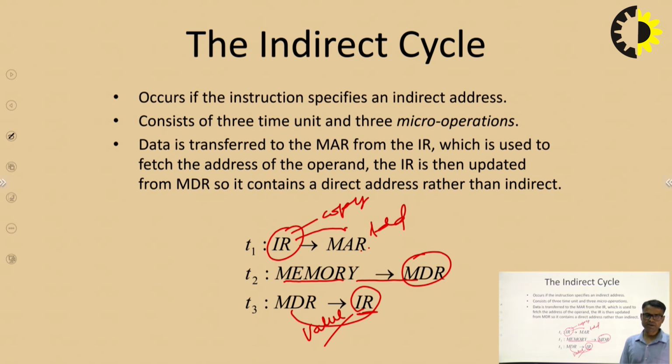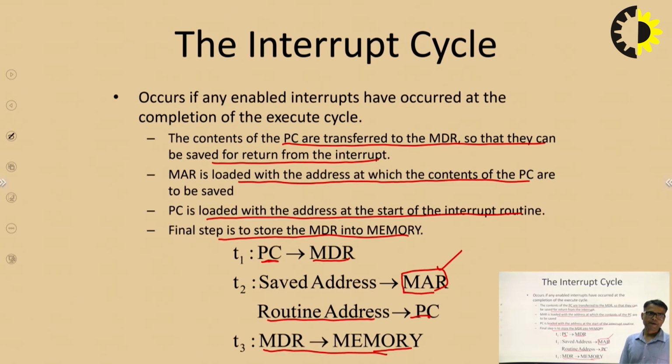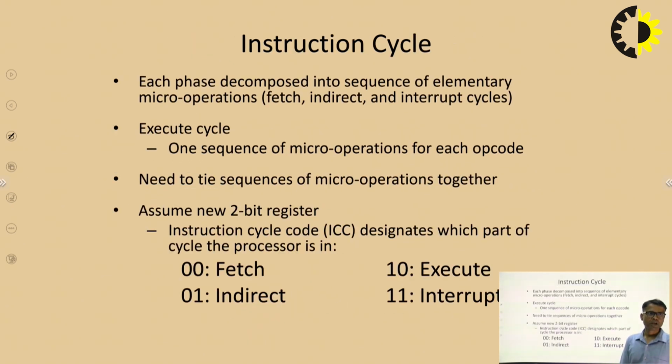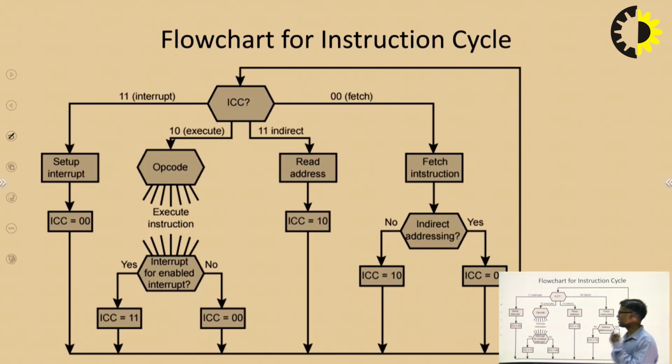Then if it is an indirect operation, we have to bring that data into the IR through the indirect operation cycle. If we have an interrupt after execution, we have to execute the interrupt cycle. Finally, when we have to execute, if there is a direct instruction, we bring data from the memory to the MDR, then the MDR content is added to the R1 content and the result is stored in R1. So, if we see the control unit system, we can categorize these 4 cycles as 00, 01, 10 and 11, and we can plot a diagram for the cycles.